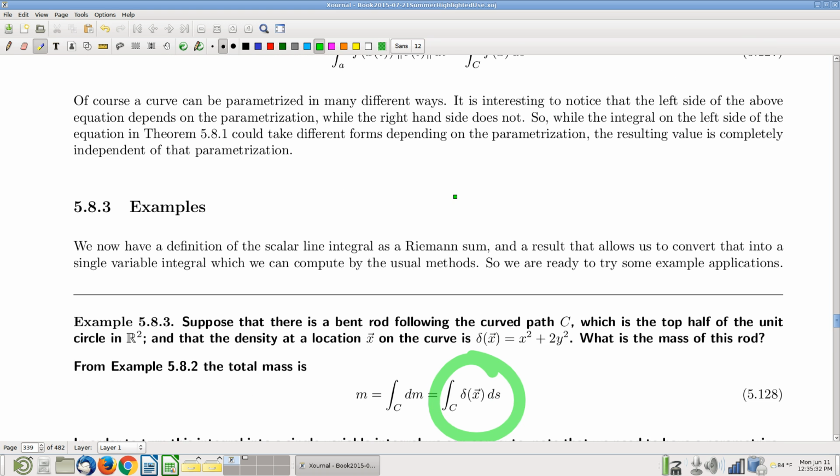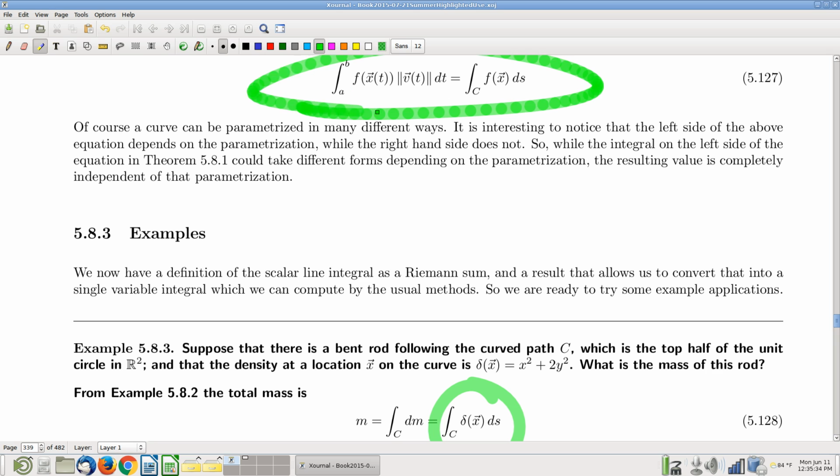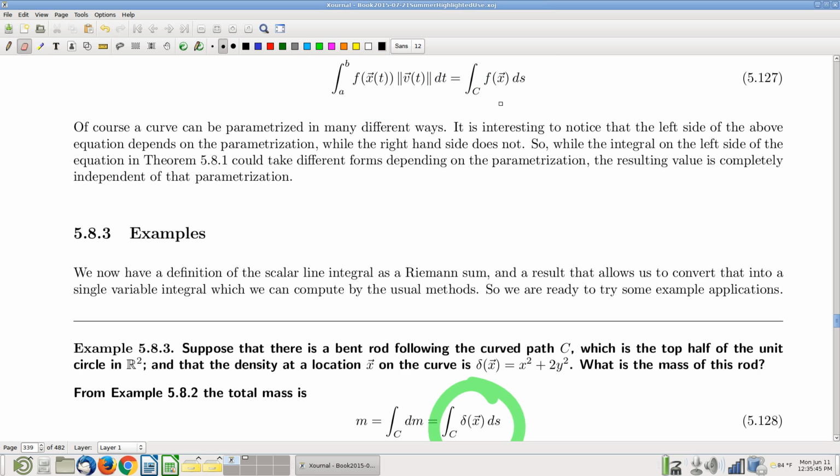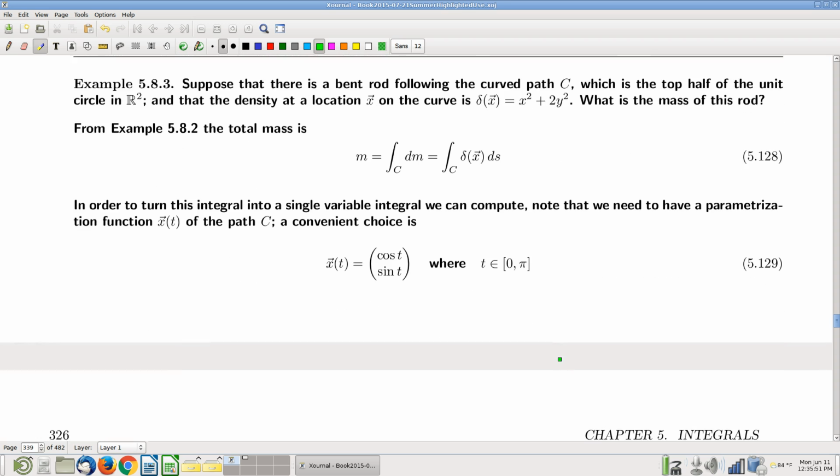Well, we're going to come back up to the formula we just motivated. Here we have a formula that says if you have a scalar line integral, then you can pull back to a Calc 1 integral with this formula. Notice everything in this integral is in terms of t, so the very first thing we're going to have to do in this example down here is parameterize our curve. So let's do that first.